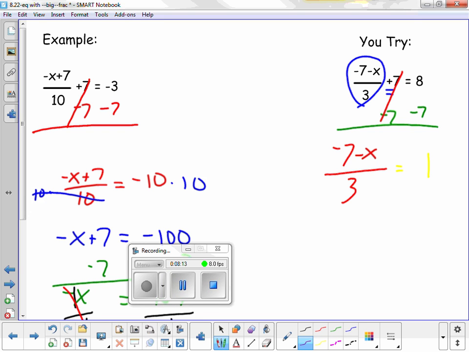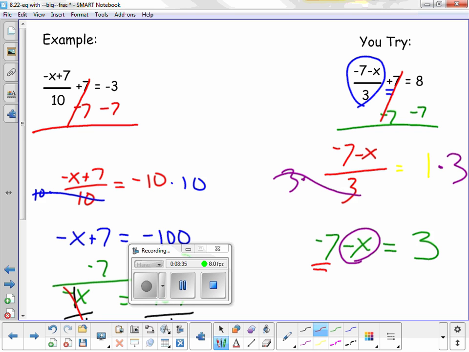Now I have just a big fraction to get rid of. To do so, I multiply by 3 on both sides. The 3's cancel. Bring down the negative 7 minus x. 1 times 3 is 3. And then notice this is what I want to isolate. So I need to move this negative 7. To move the negative 7, it is negative, so I do the opposite, which is add.